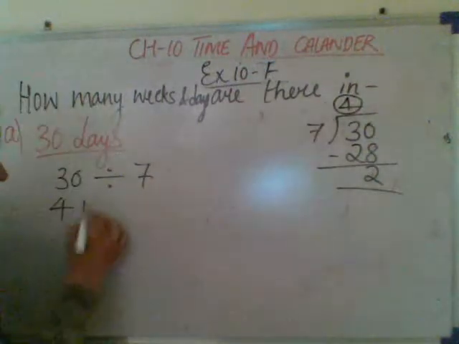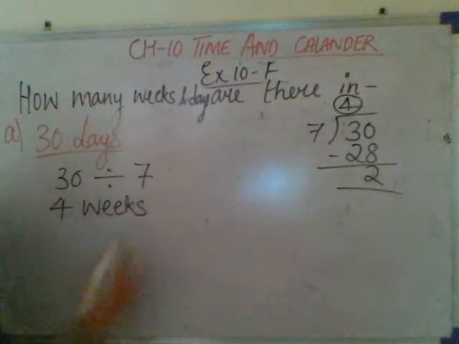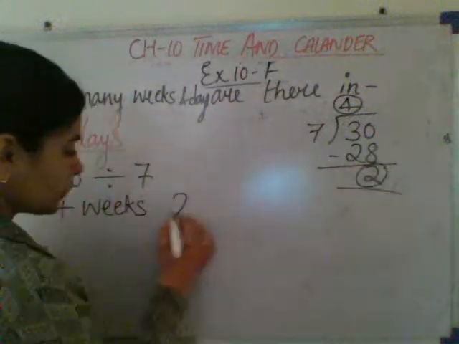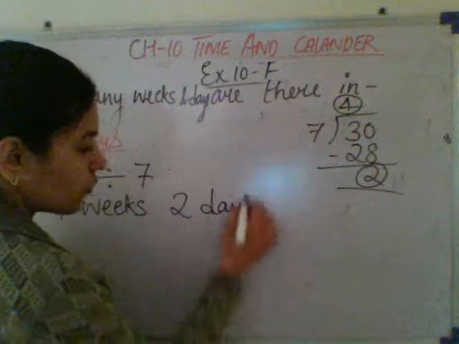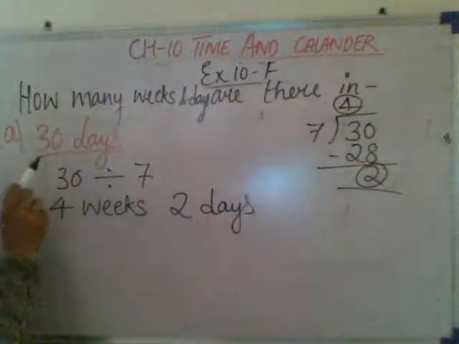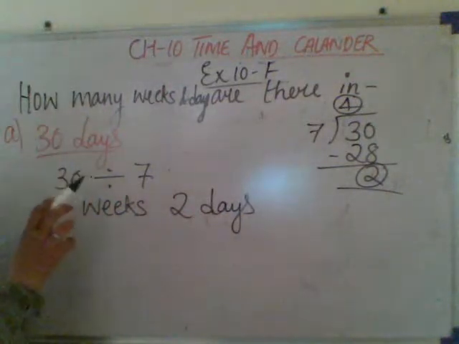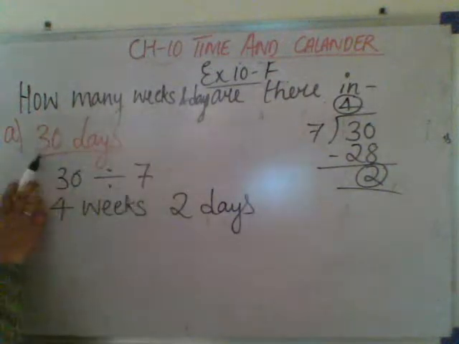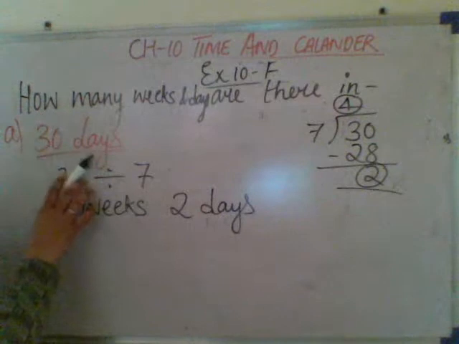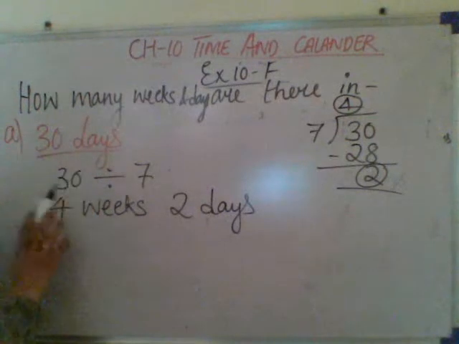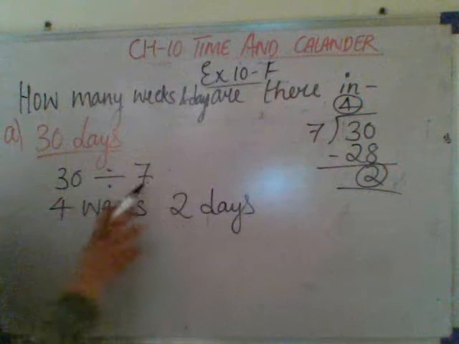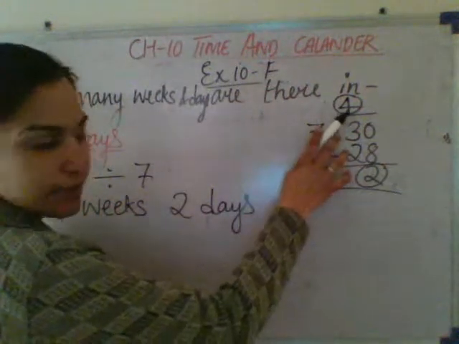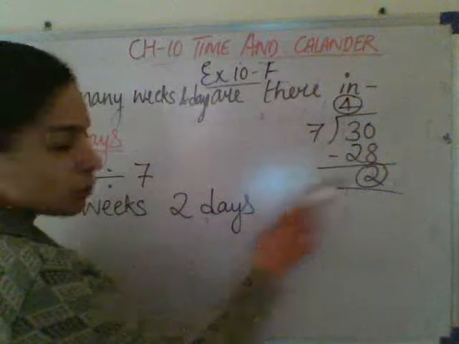So 4 weeks. 4 weeks, and here what is the remainder? 2. So 2 days. 4 weeks and 2 days are there in 30 days. What you have to do, student? If you have to find how many weeks and days are there, in the question it is given 30 days. You have to divide this 30 by 7. If you divide 30 by 7, 4 is the quotient. So 4 weeks are there and the remainder is 2. So 2 days are there.